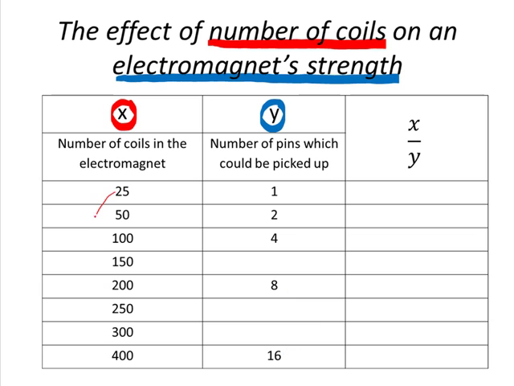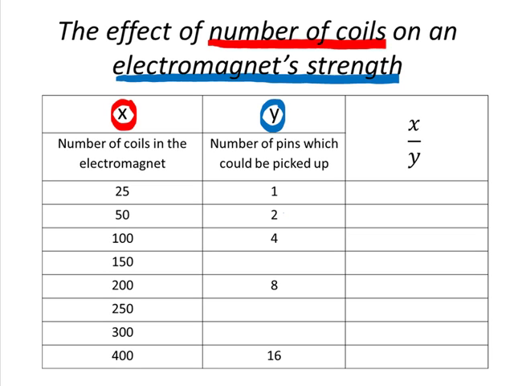How about if we compare the first and the last readings? 25 times what gives you 400? 400 divided by 25. The answer is 16, which causes 16 times increase in the number of pins which can be picked up. 50 times what equals 400? 400 divided by 50 equals 8. 400 is 8 times greater than 50. So this electromagnet can pick up 8 times more pins than that one could. 2 times 8 is 16. I hope by now you've seen the pattern. Complete the gaps in the Y column and then unpause the movie.